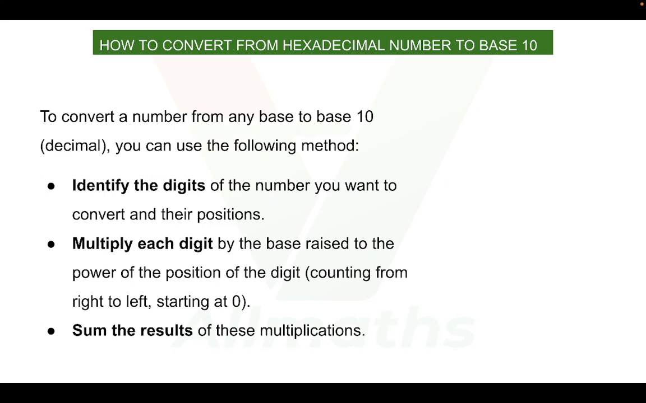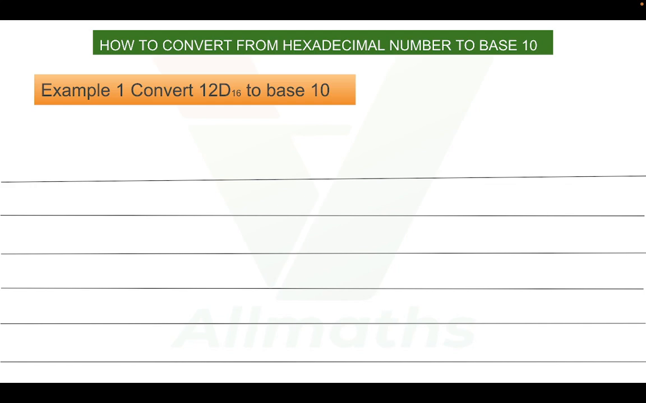So let's dive in. For this example, we're converting 12D, a hexadecimal number, to base 10. So the first step here is to recognize your digits. And what are the digits here? We have 1, 2, and D.